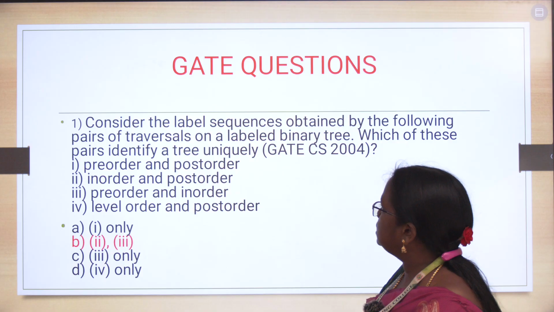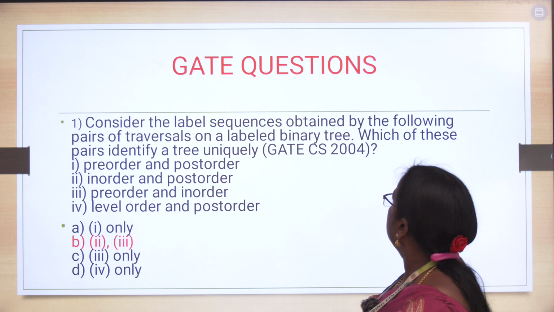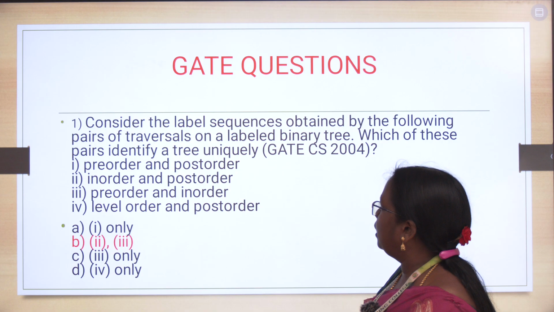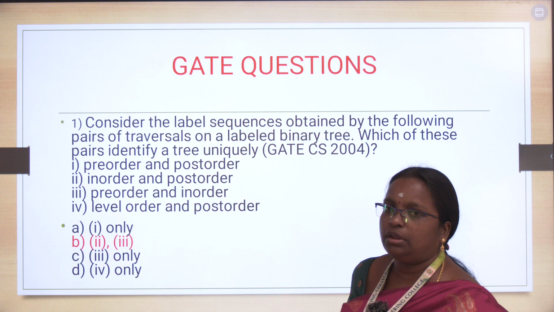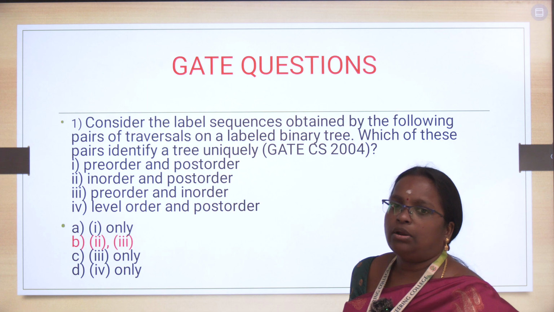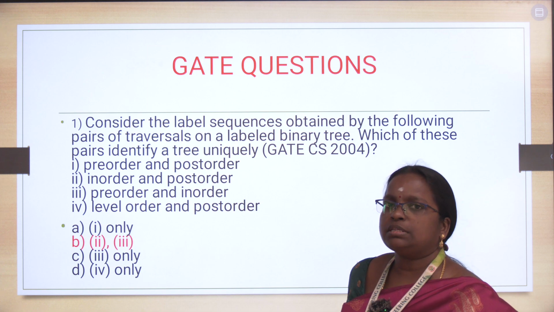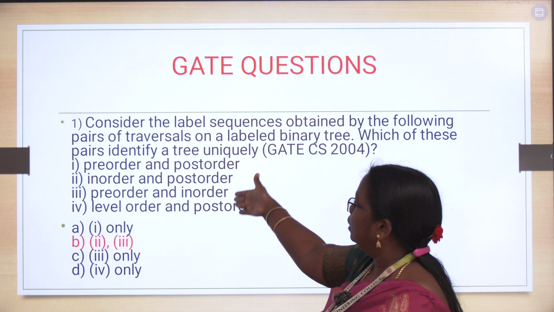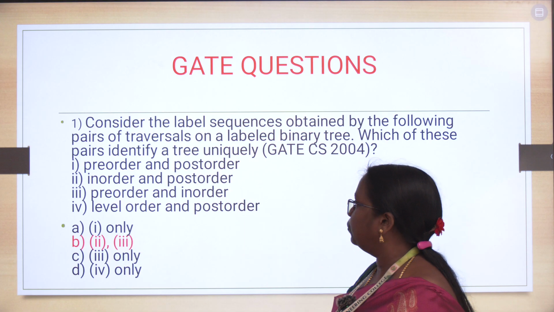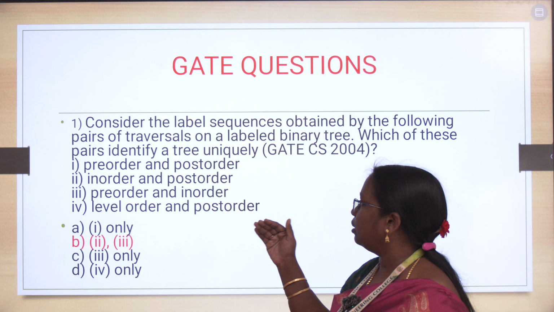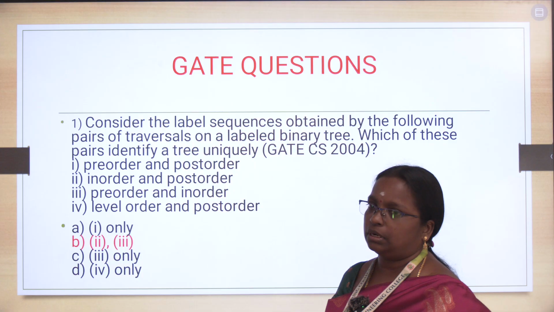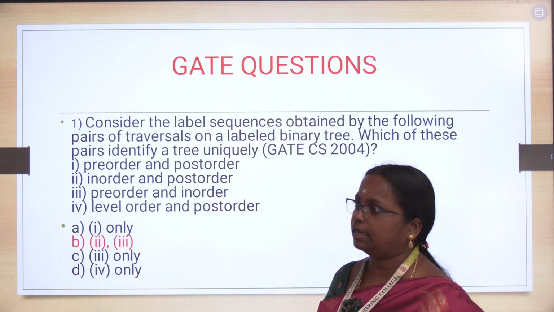Next question is, consider the label sequence obtained by the following pair of traversals. So what pairs are possible? In-order, pre-order, post-order, and level-order traversals we have seen. So in those four, which combination is the best one? They are given as pre-order and post-order, in-order and post-order, pre-order and in-order, level-order and post-order. So we have to select which one is the correct answer.